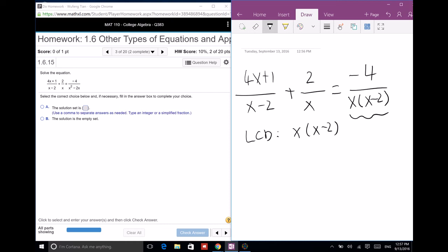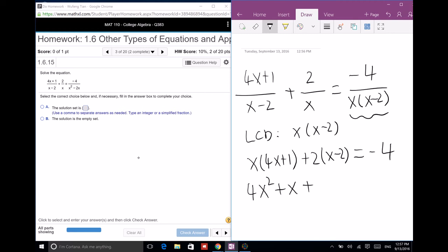You multiply everything by the LCD. The first one multiplied by the LCD, x minus 2 cancels out, so you have x times 4x plus 1. The second one times the LCD, x cancels out, so it's plus 2 times x minus 2. The third one, both cancel out, so you only have negative 4. Then you solve that: 4x squared plus x plus 2x minus 4 equals negative 4. Negative 4 cancels out, so you have 4x squared plus 3x equals 0. So x equals 0 and x equals negative 4 over 3.